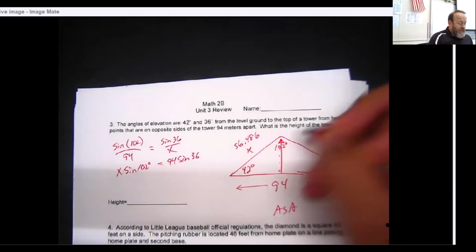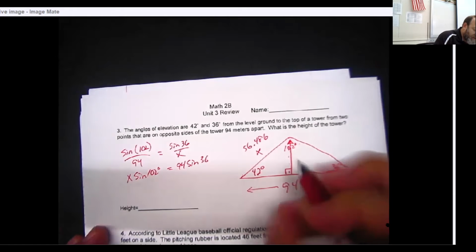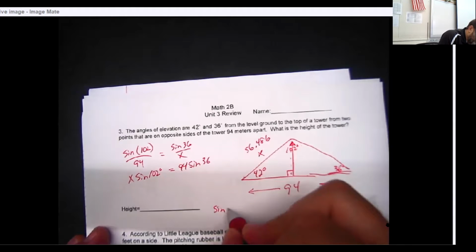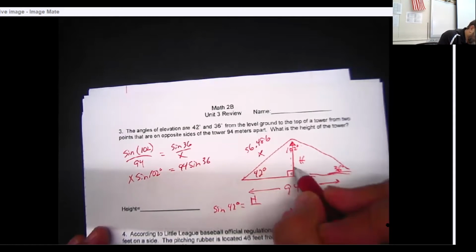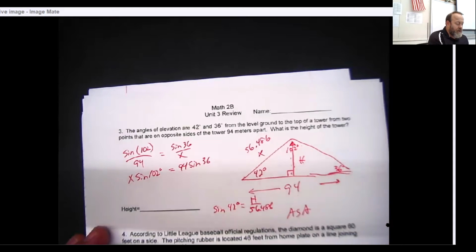Well, what works pretty nice then is that I know that this is a right triangle, because assuming that the tower is at a right angle, then I could just say regular old sine, the sine of 42 is opposite, which would be the height of the tower, divided by hypotenuse, which is 56. And I have that information right there.